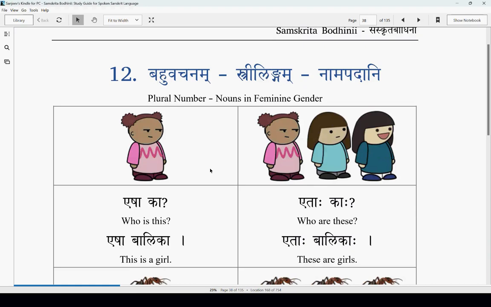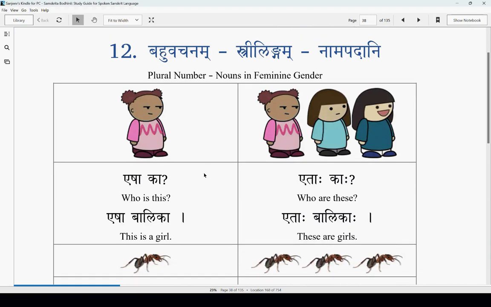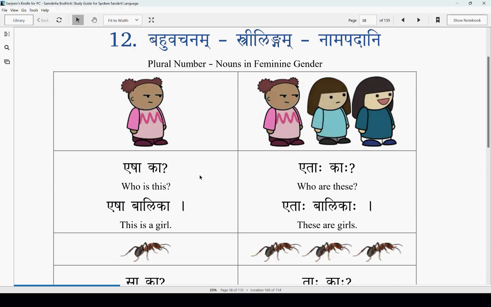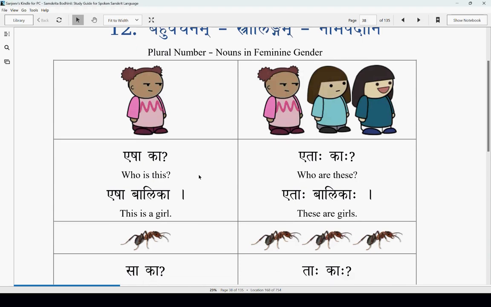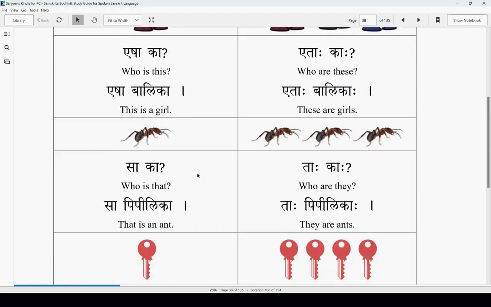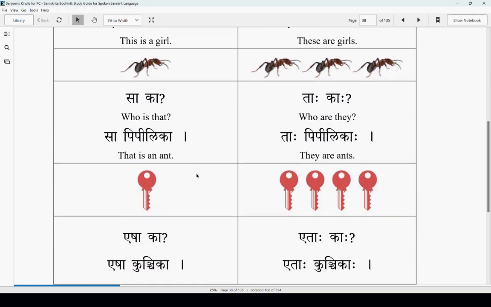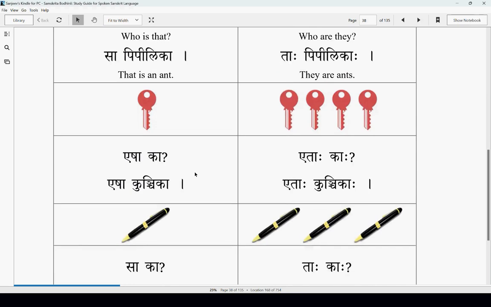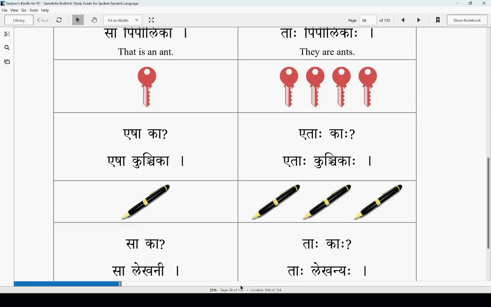Same thing we have for Bahuvachanam, Strilinga Namapadani. Similar examples: Esha ka, Esha balika. If you put it in plural, the plural of Esha is Etaha. Plural of ka is Kaha. Plural of balika is Balikaha. Sa ka, taha kaha. Sa pipilika, taha pipilika. Esha kunchika, Etaha kunchika.